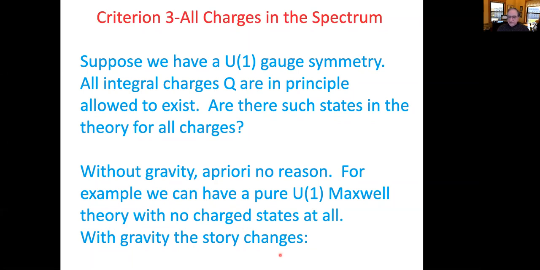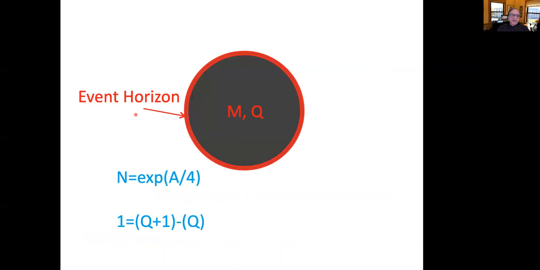With gravity, the story changes, and let me explain why. Again, consider a black hole of mass M and charge Q, which has some event horizon. As I said, there is an entropy associated with a black hole. The number of states goes like the exponential of the area of the event horizon in Planck units divided by 4.